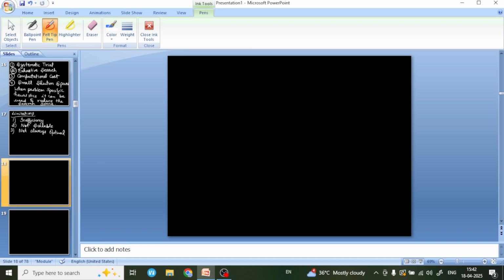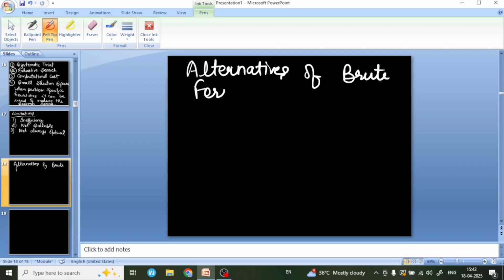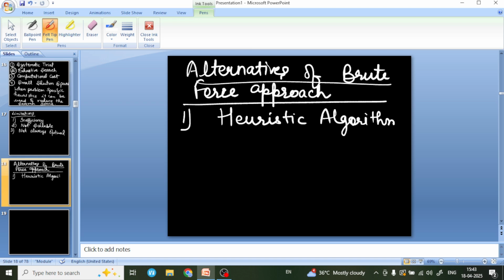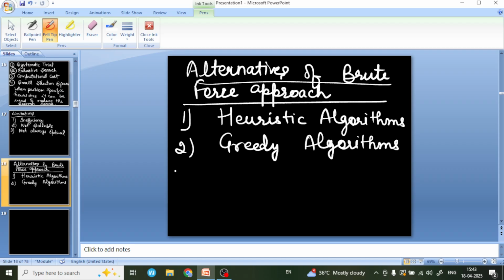And now I am going to discuss what are the alternatives of brute force approach. We can use, instead of brute force approach, heuristic algorithm. Second, we can use greedy algorithm. Third, we can use dynamic programming.